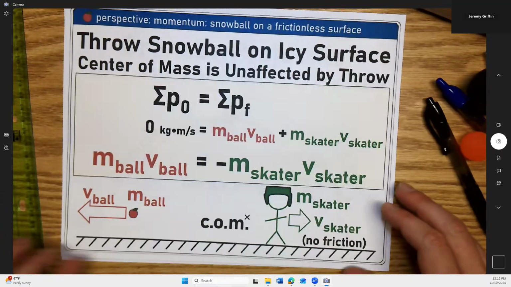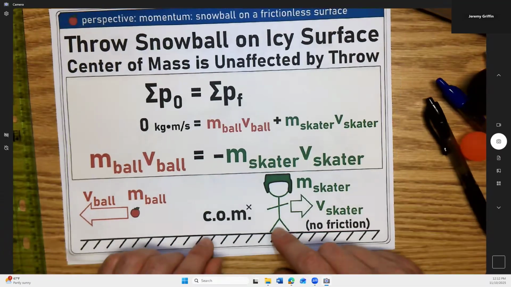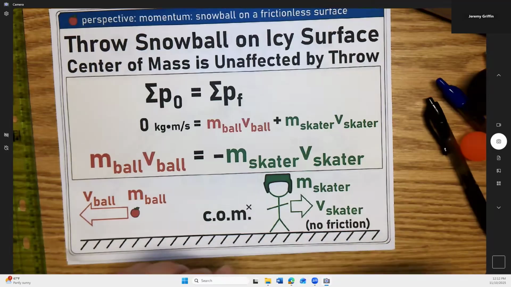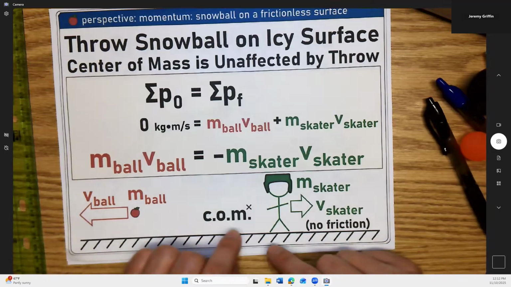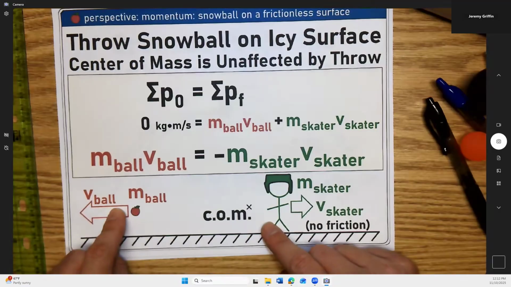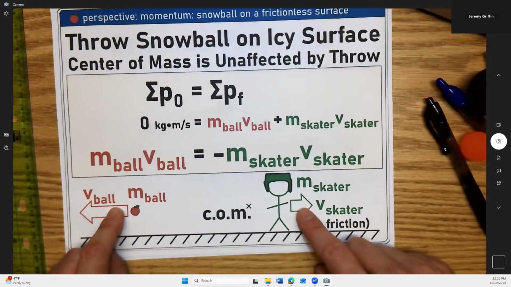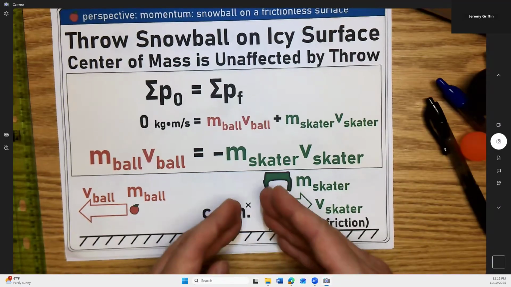How about this? What if you have an ice skater on an icy pond? So we're getting rid of the friction. You guys got that? Get rid of friction. This guy throws a snowball off to the left. And he scoots back to the right. Right? Do you guys think if everybody started at rest?